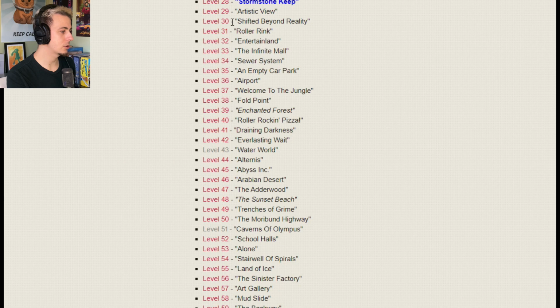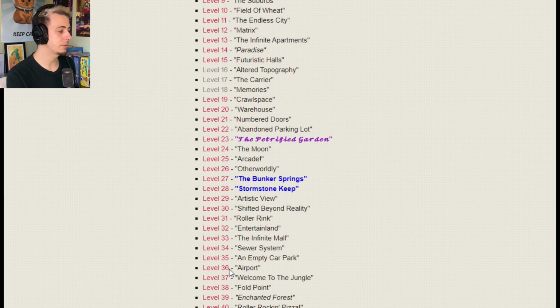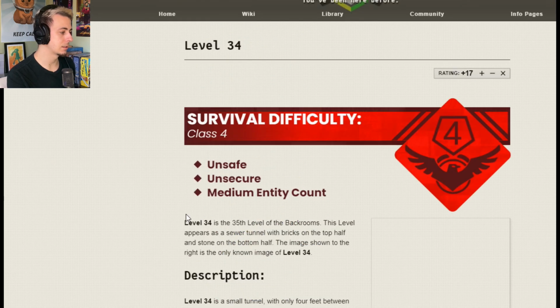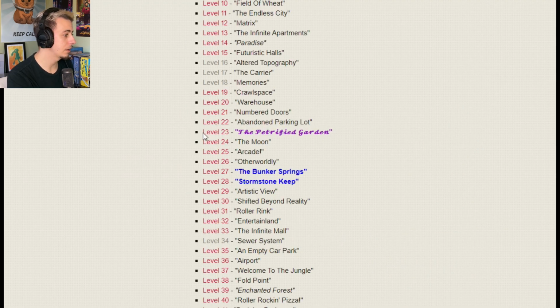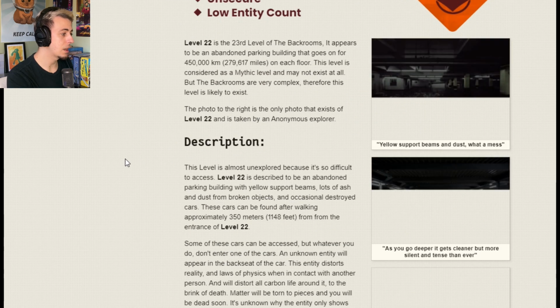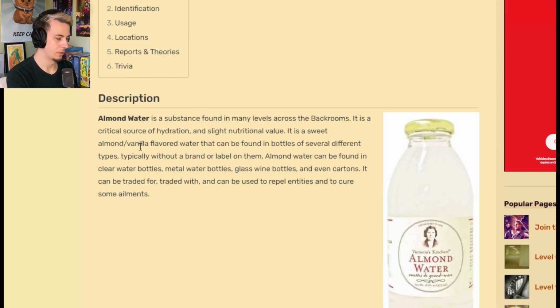You have so much different stuff to read through if you were really to get into this, and I think that's awesome. I haven't read all of this, obviously. I don't know if anyone has read all of it, but I think one of my favorite things about the Backrooms is this. Almond water. Almond water is a substance found in many levels across the Backrooms. It is a critical source of hydration and slight nutritional value. Almond water is the primary beverage of this horrific void.